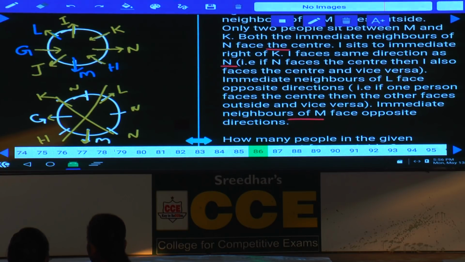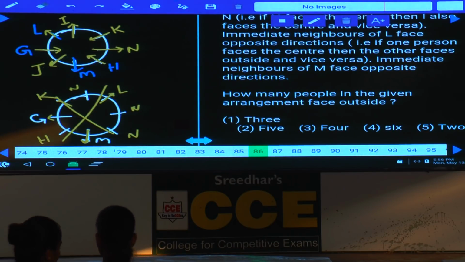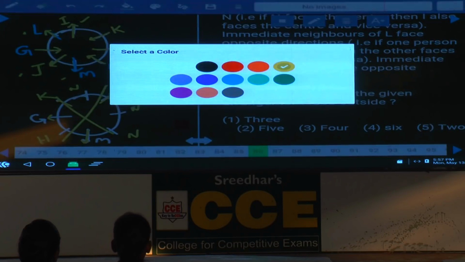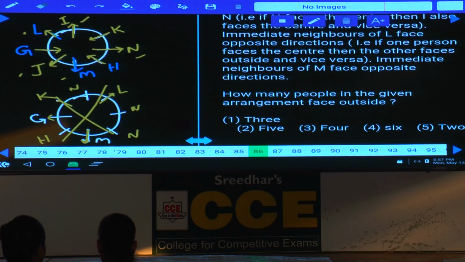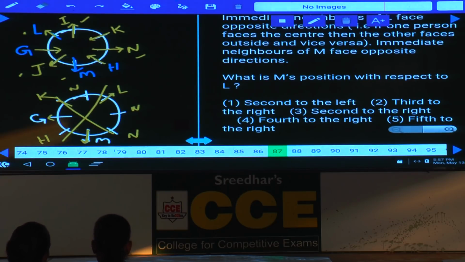Clear? Now this is how these 8 persons are seated around this circular table. Some of them are inward and some of them are outward. Then in this one, question number 86, how many people in the given arrangement face outside? Yes, tell me how many are facing outside here? 1, 2, 3, 4 and 5. There are 5 persons who are facing away from the center, isn't it? 5 persons away, that is choice 2. Then 87, what is M's position with respect to L?